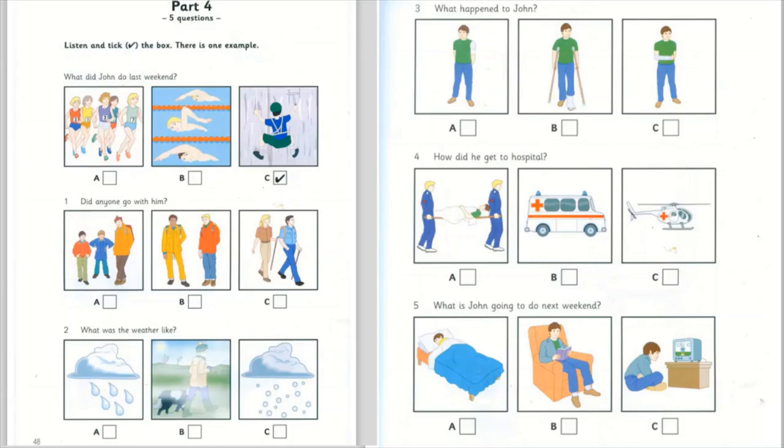3. What happened to John? What happened next? I fell over a rock. Did you hurt your leg? No, but I broke my left shoulder. Took me to... 4. How did he get to hospital?